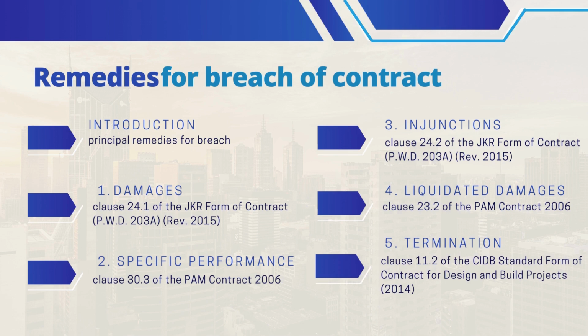In the construction industry, termination may be used when the contractor breaches the contract by failing to complete the project or when the employer breaches the contract by failing to pay the agreed-upon amount. For example, Clause 11.2 of the CIDB Standard Form of Contract for Design and Build Projects, 2014, states that if the contractor breaches the contract by failing to complete the works, the employer may terminate the contract.